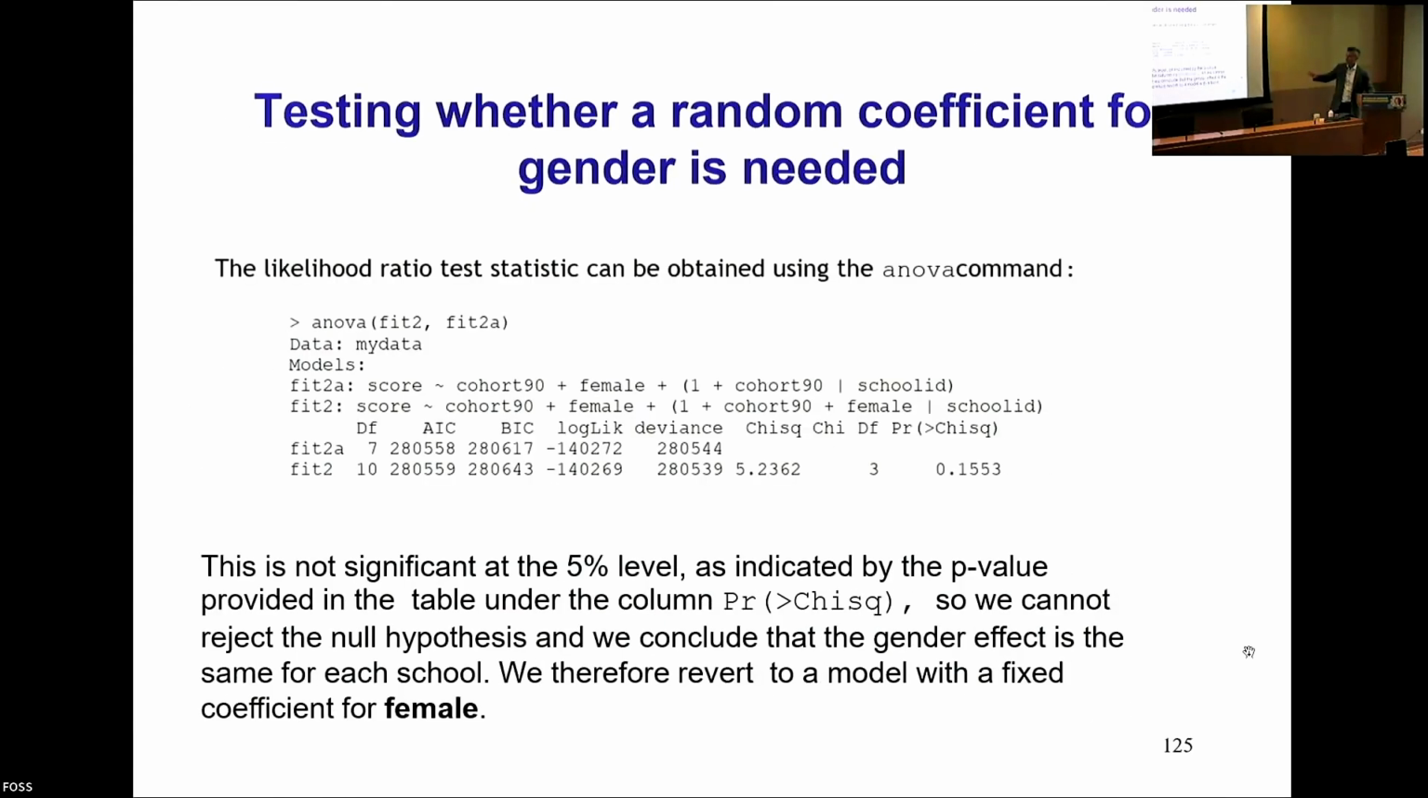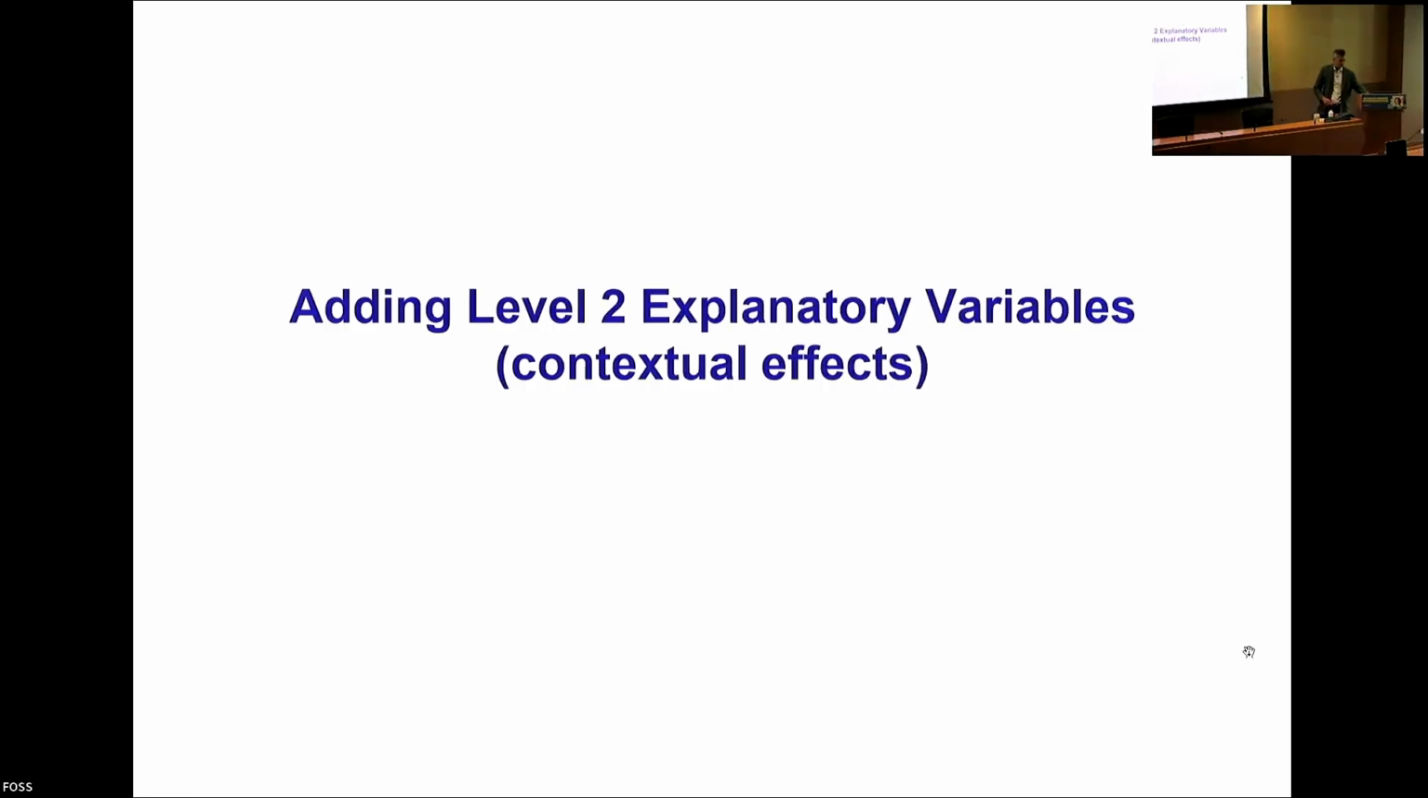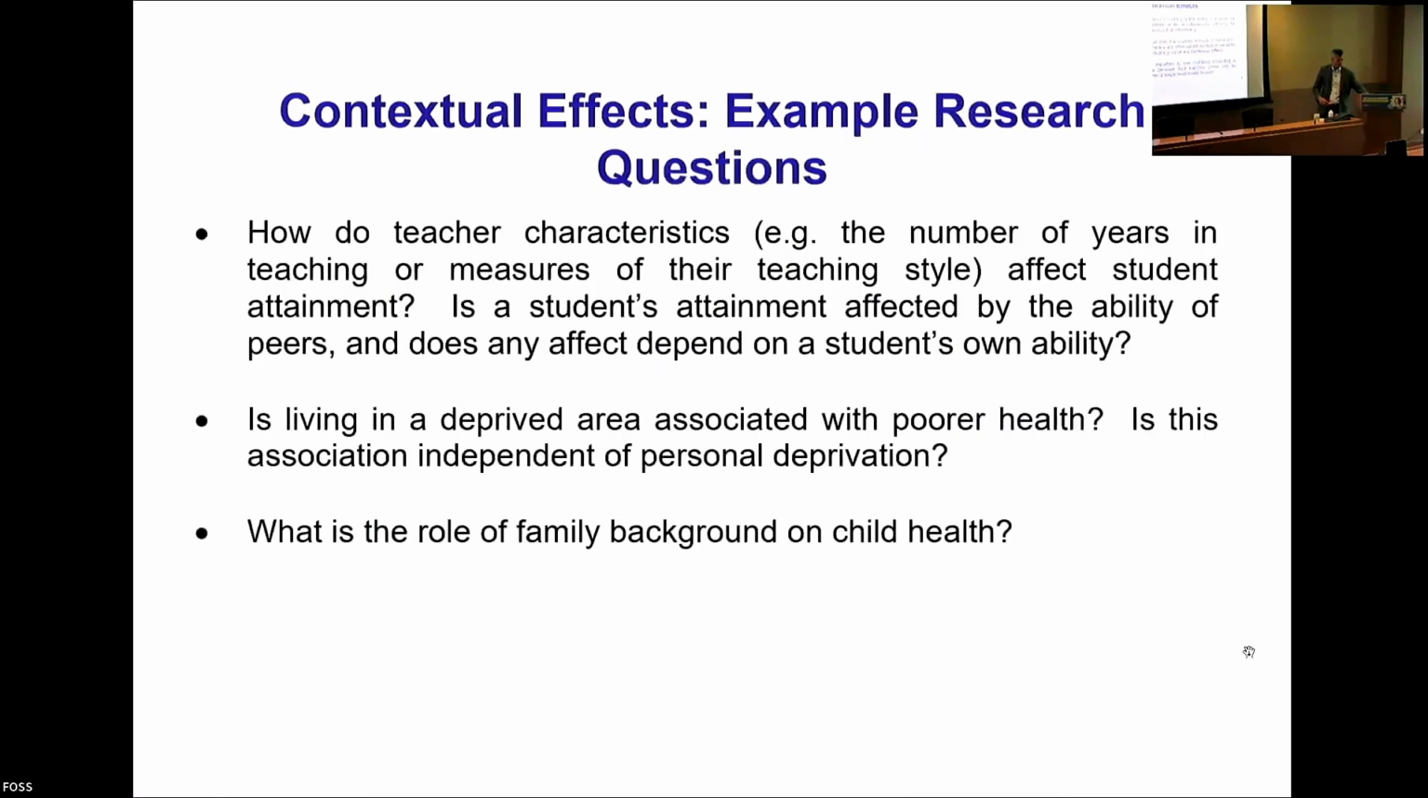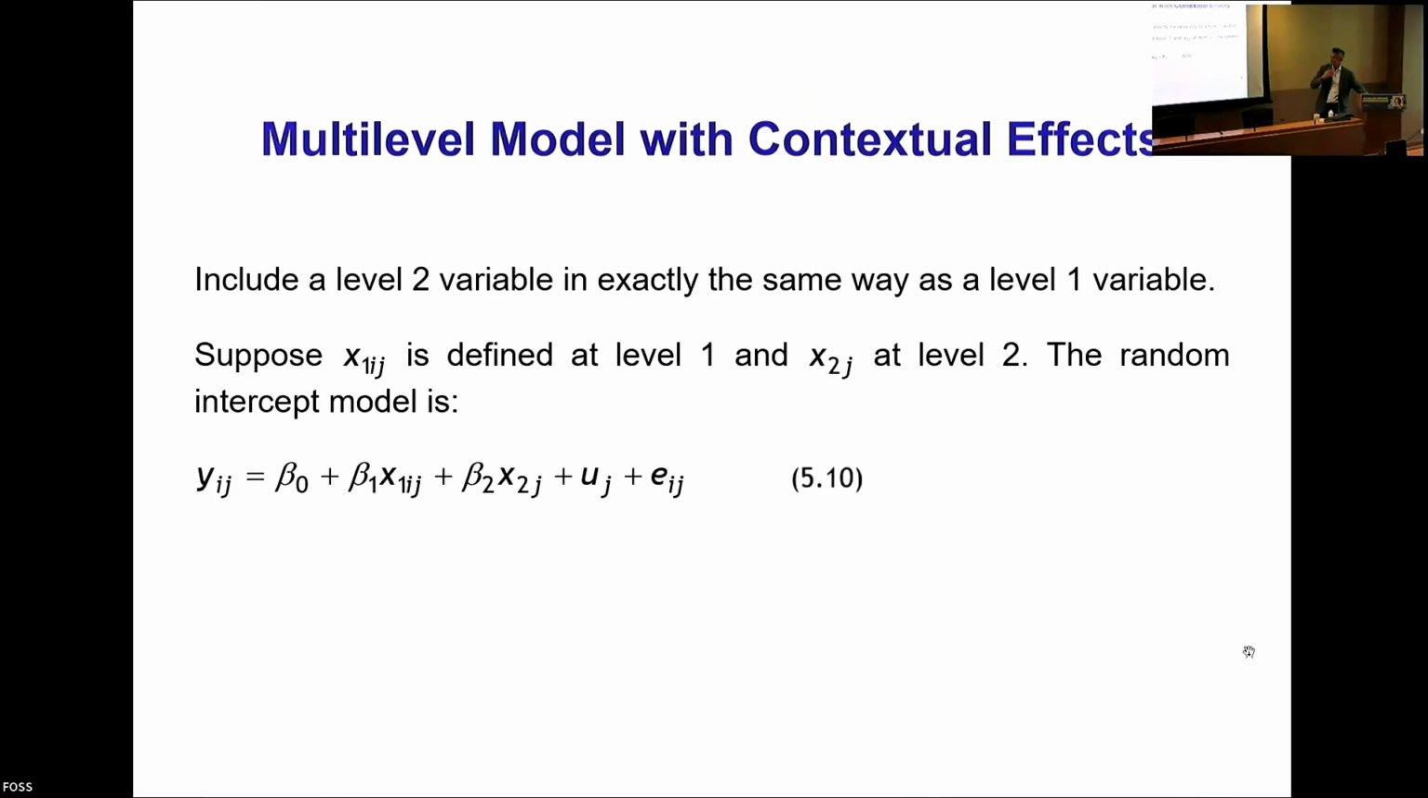So you can use gender instead of cohort 90 as explanatory variable. Well, random slope, you can estimate a random coefficient of gender at the school level. So it would tell us something about how the differences between boys and girls differs between schools, by estimating a random coefficient for gender. And finally, we can add in some explanatory variables at the level 2.